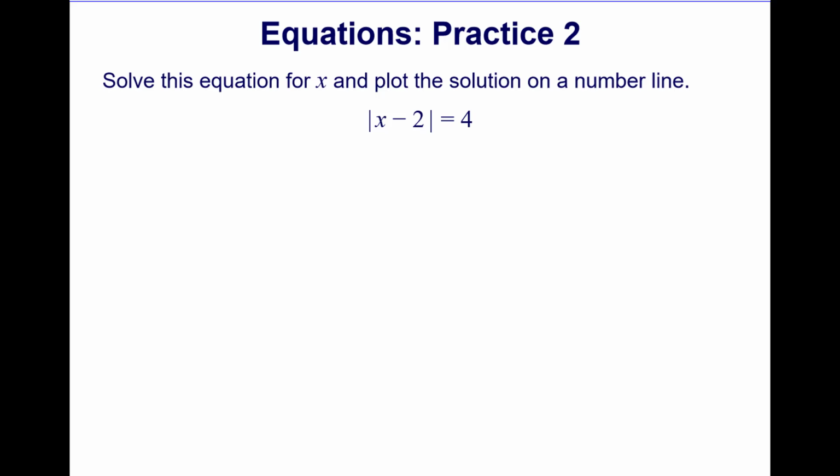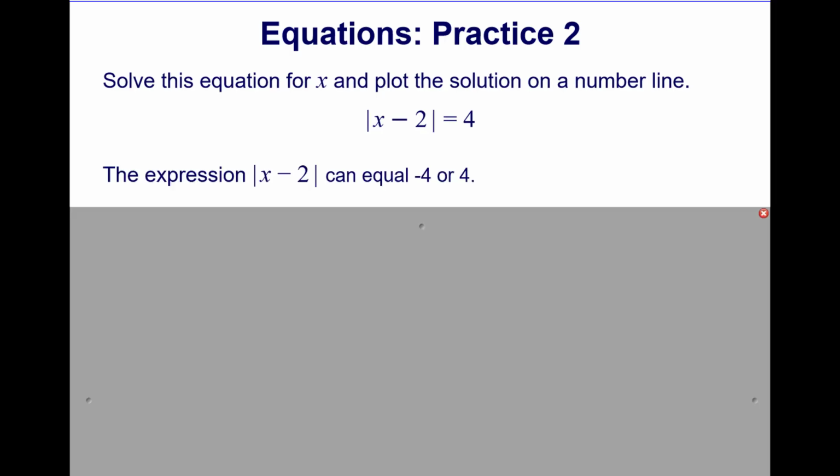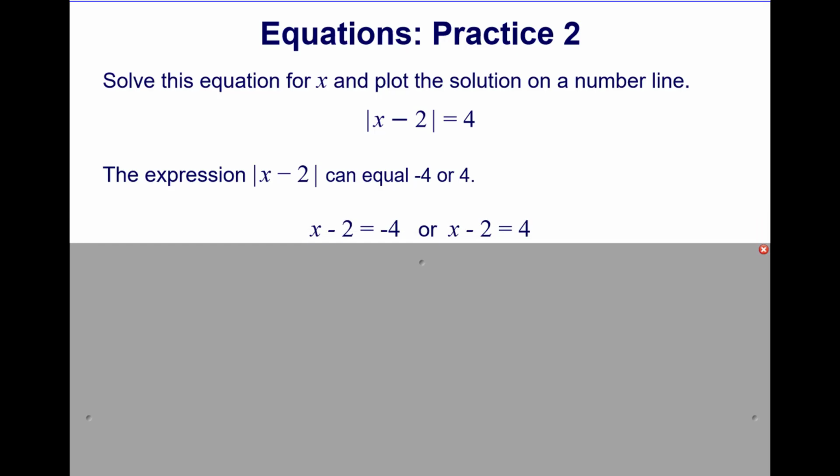This is our second practice problem dealing with solving absolute value equations. Solve this equation for x and plot the solution on a number line. The equation we are going to consider is the absolute value of x minus 2 equal to 4. The expression absolute value of x minus 2 can equal either negative 4 or positive 4. So we're going to set up two separate equations and solve them at the same time. So here we have x minus 2 is equal to negative 4, or x minus 2 can equal 4.